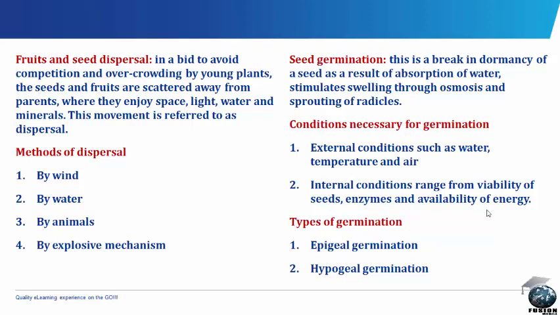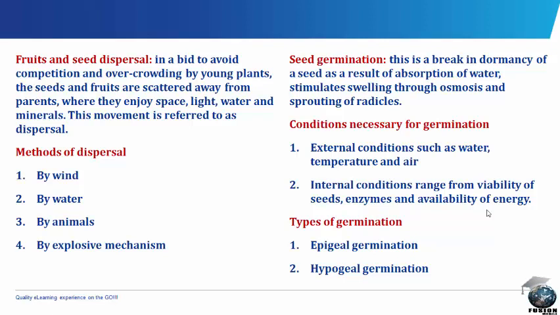Seed germination. Seed germination can be defined as the break in dormancy of a seed as a result of absorption of water, which stimulates swelling through osmosis and sprouting of radicles. This is due to enzymatic action which digests the stored food as well as causes growth. There are therefore conditions necessary for germination. 1. External conditions such as water, temperature and air. 2. Internal conditions, ranging from viability of seeds, enzymes and availability of energy.